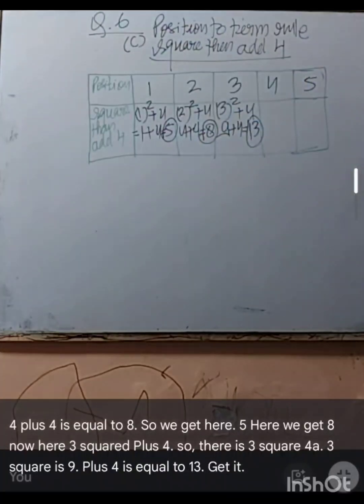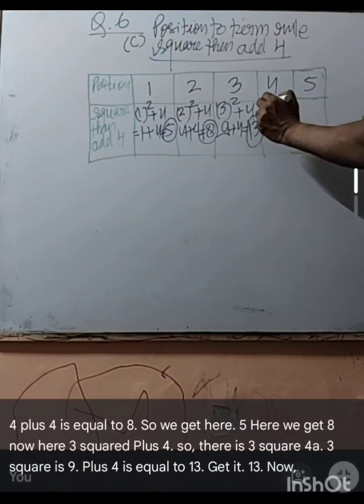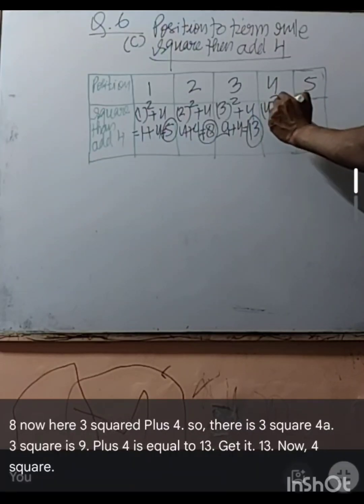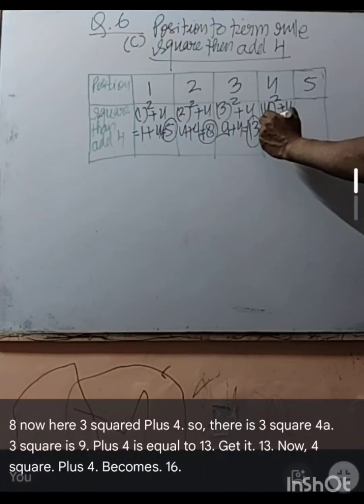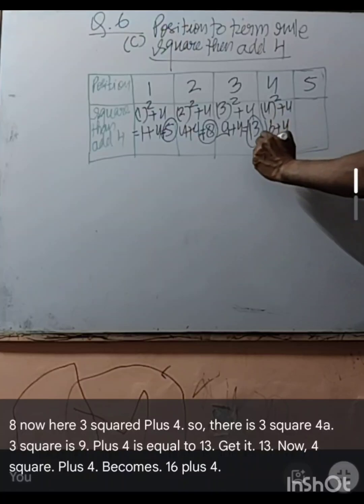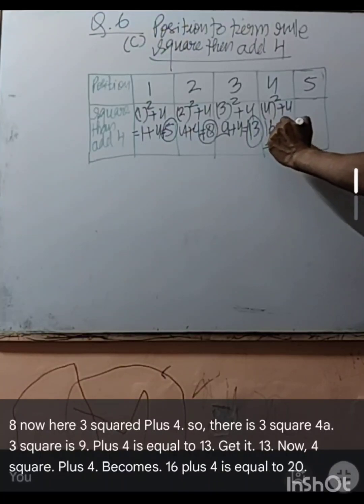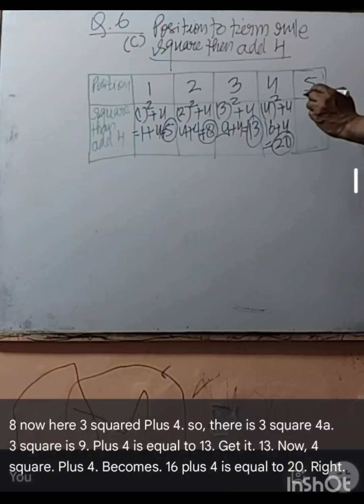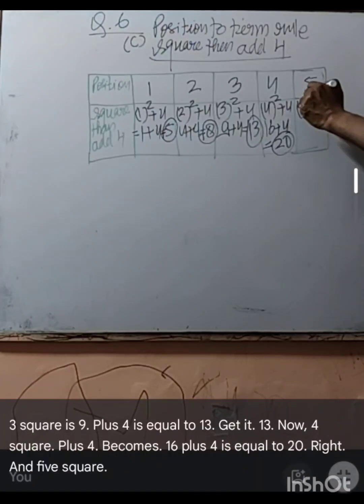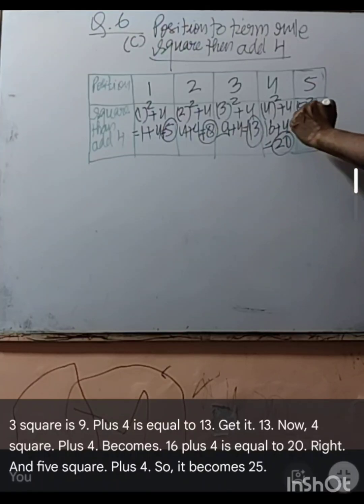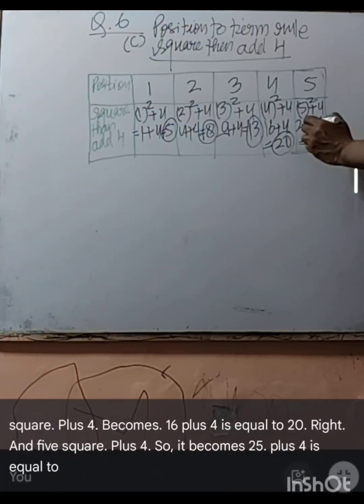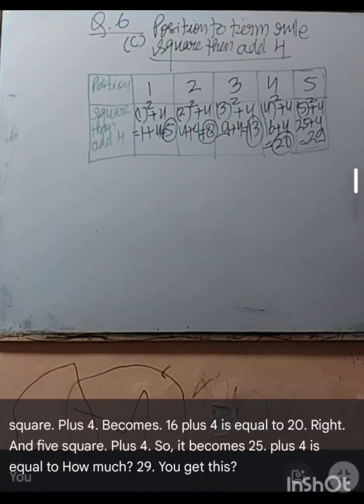Get it? 13. Now 4 square plus 4 becomes 16 plus 4, which is equal to 20. And 5 square plus 4 becomes 25 plus 4, which is 29. You get this? Yeah.